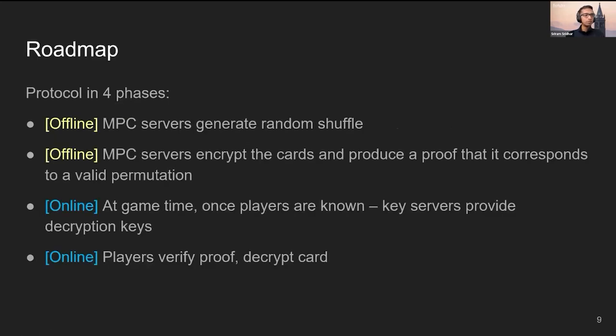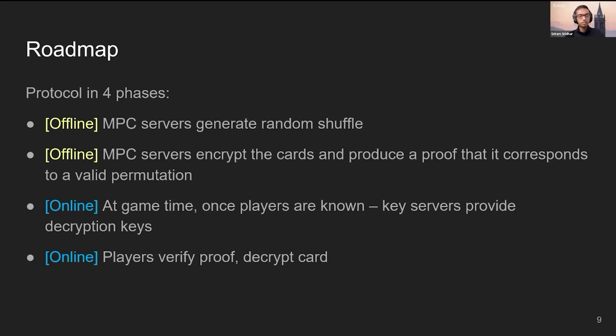And here's the roadmap that I'll come back to over the rest of the talk and talk about each of these phases. So we have 4 phases, 2 offline phases and pretty much just 1 online phase, even though it's split into 2 parts. In the offline phase, the MPC servers generate a random shuffle. And this has to be a distributed random shuffle, because if one server by itself knows the entire shuffle, then if it's dishonest, it can simply collude with a player and the player knows the shuffle, which breaks the entire game. In step 1, MPC servers generate the random shuffle.